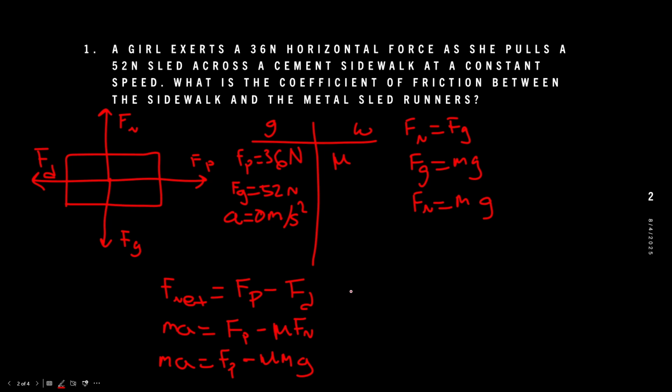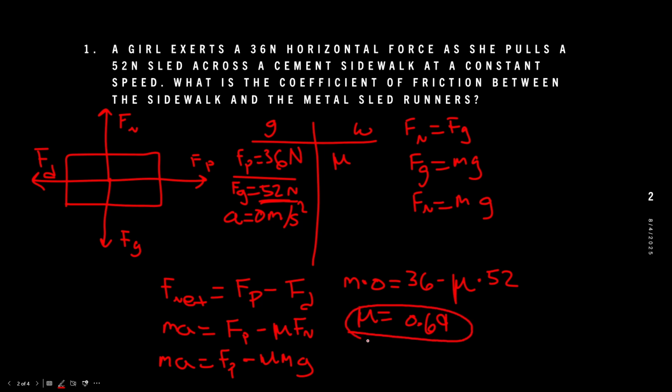And now we could substitute our values. We don't really know the mass in kilograms, so we could just keep that as m. Then we know a is 0, so times 0. And then Fp is 36 minus mu, which is what we're trying to find, times mg. And we don't know m, but we know what mg equals, which is 52. So times 52. And then if we just solve for that, mu equals 0.69. And that would be our answer.